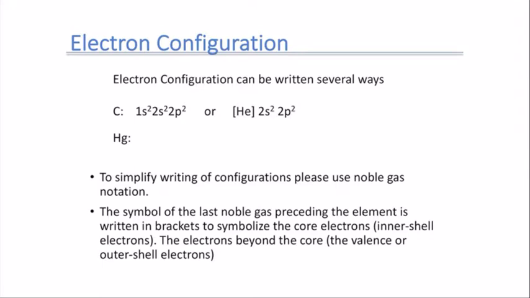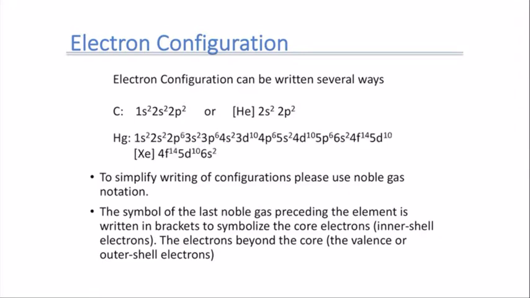Not super useful for carbon because it only has 6 electrons, but something like mercury. Mercury is element 80. Trying to write out 80 of them, that's going to take you guys some time. But if we look at mercury, the xenon is the noble gas right before that. So since xenon's the noble gas right before that, I can write xenon in brackets. And xenon in brackets represents everything through here.